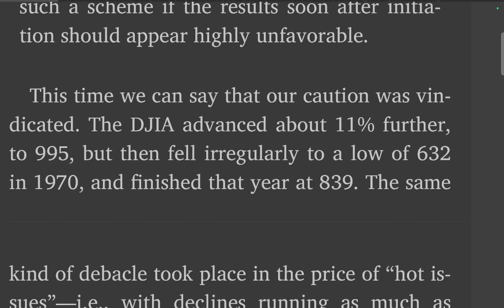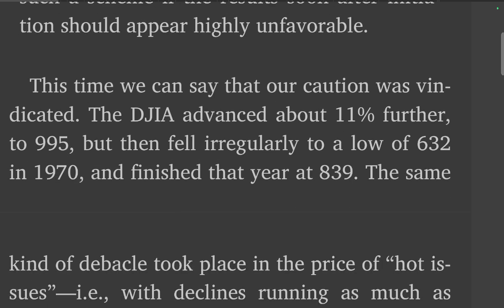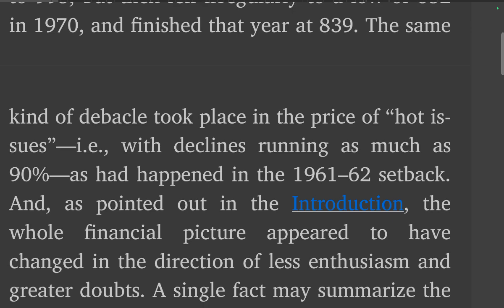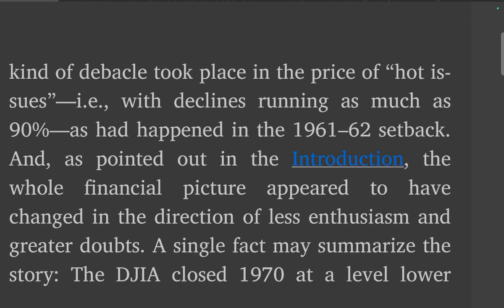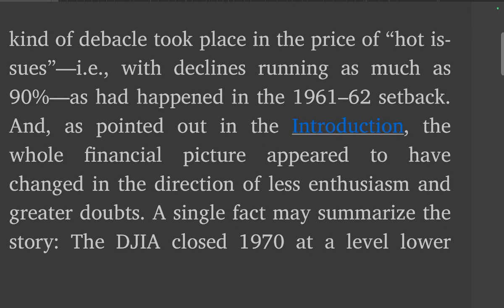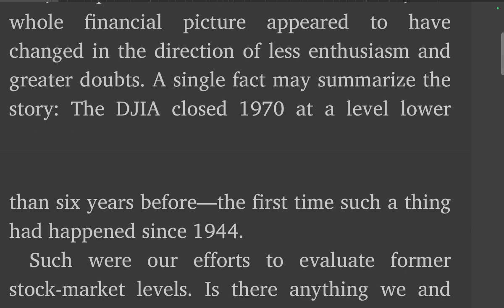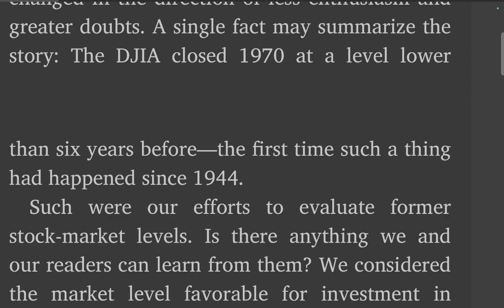then fell irregularly to a low of 632 in 1970, finishing the year at 839. The same kind of debate took place on the price of hot issues. The decline ran as much as 90%, as had happened in the 1961 to 62 setback. And as pointed out in the introduction, the whole financial picture appeared to have changed in the direction of less enthusiasm and greater doubt. A single fact may summarize the story. The DJIA closed 1970 at a level lower than 6 years before, the first time such a thing had happened since 1944.